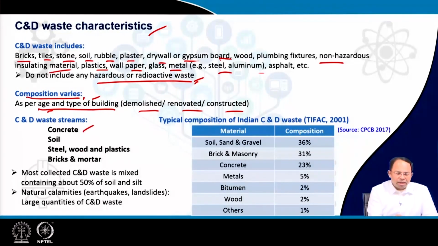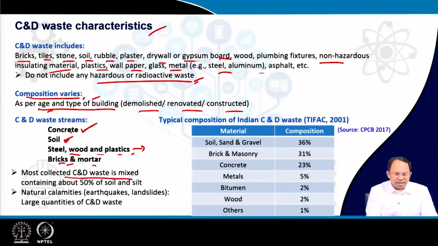So this is concrete, soil, steel, wood and plastic. These are taken together, and bricks and mortar. Why are these separate like this? Because concrete is crushed to generate smaller particles, soil is separated and sold separately, steel, wood and plastic could be sent to recycling, or in certain cases they could be sent to other kinds of plants for generating energy and so on. Bricks and mortars could be sold, crushed and so on. But it's different from concrete, that's why these are kept separate.